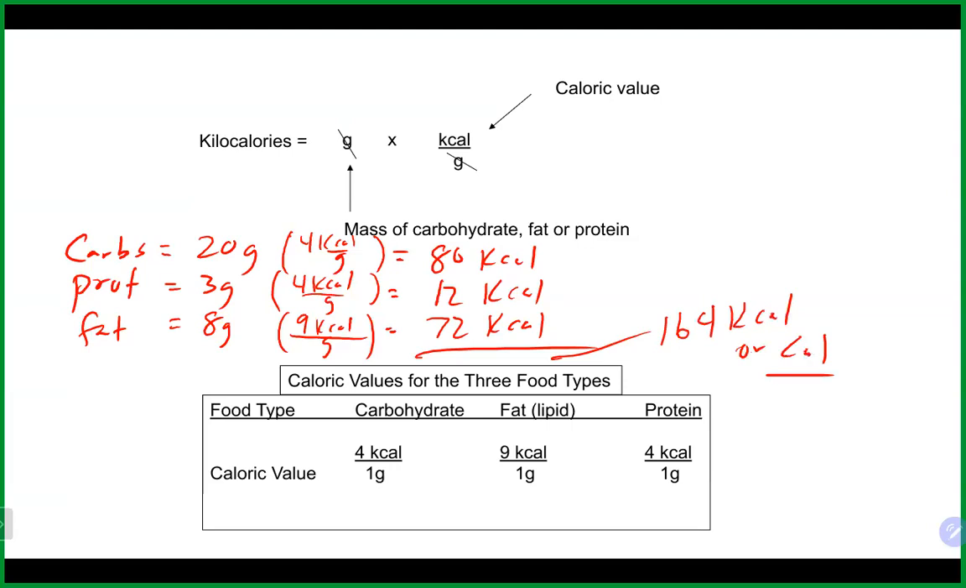What does it say on top? What does it say the total calories are per serving? 160. Yeah, they usually round down for some reason. But that's basically how they get that number, by taking the grams of each of those things, and that will give you how much there is per serving. Any questions on that?